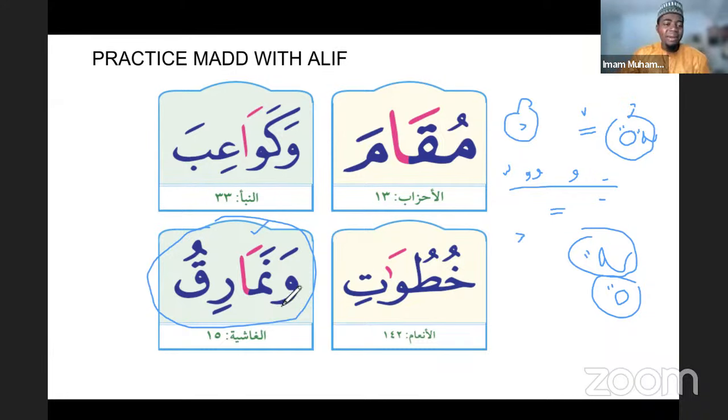وَنَمَارِقُ. See? وَنَمَارِقُ. So I pronounce the ma that's attached. It's hidden here, right? And pronounce it together with an alif med, giving the qu sound, the qalqala sound. Great. So let's move on, everyone.